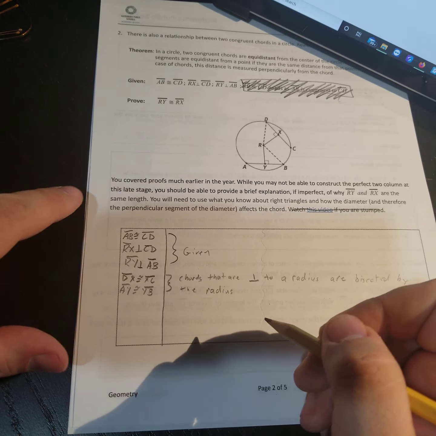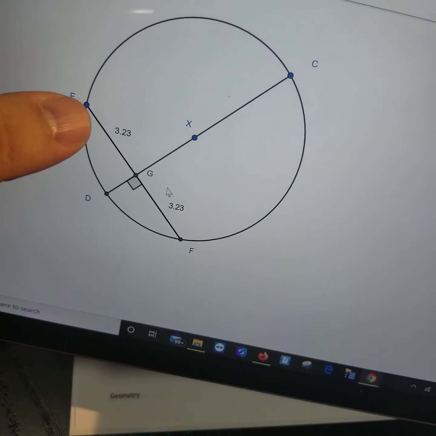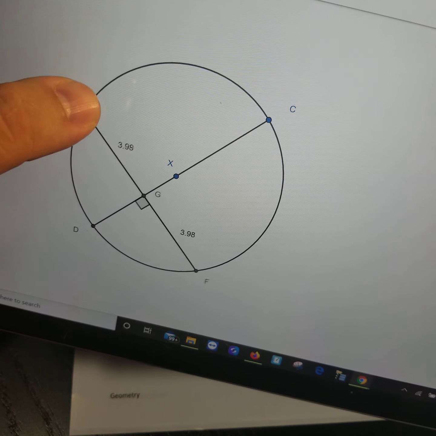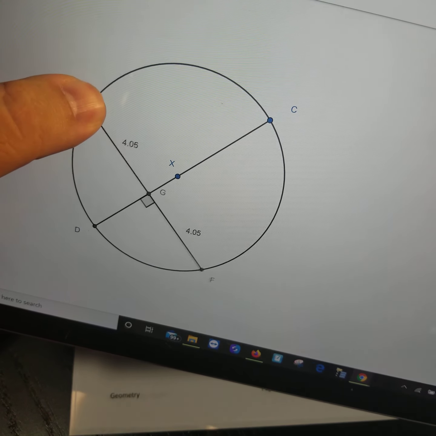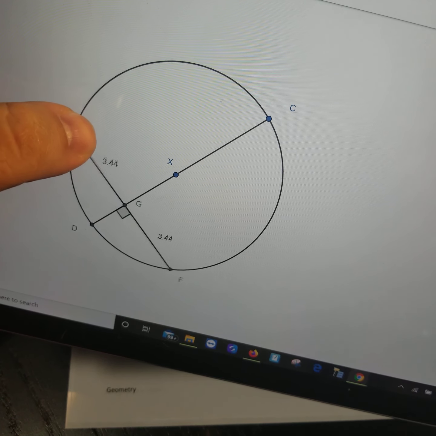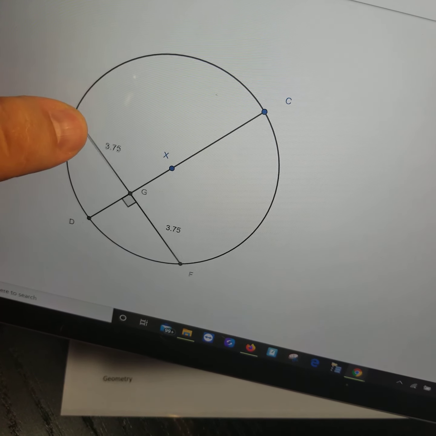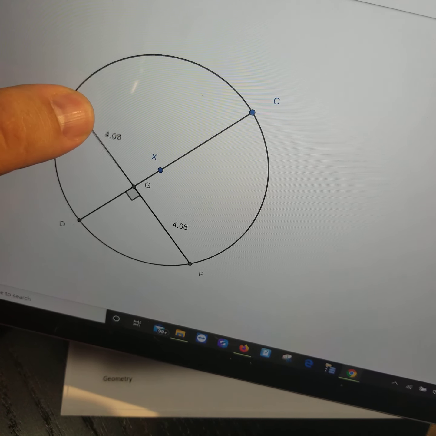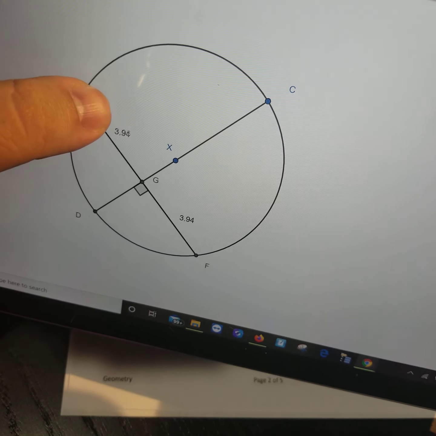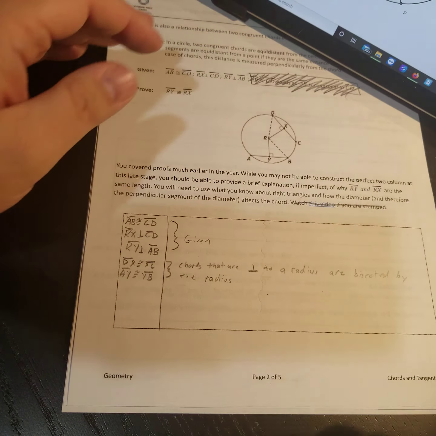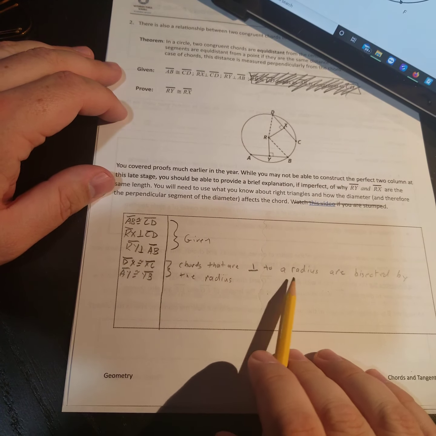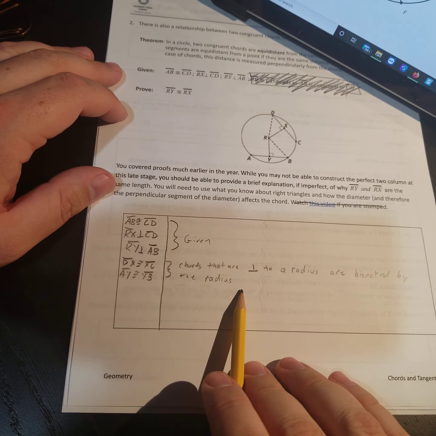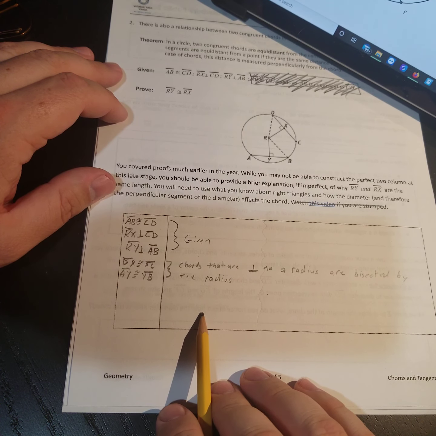And if you don't understand that, guys, remember, we just went over it right here in moving all this. They stay congruent as long as this chord that I'm moving is perpendicular to the radius, then it is a bisector. It is a perpendicular bisector, okay? So, chords that are perpendicular to a radius are bisected by the radius. Good. What else do we know?